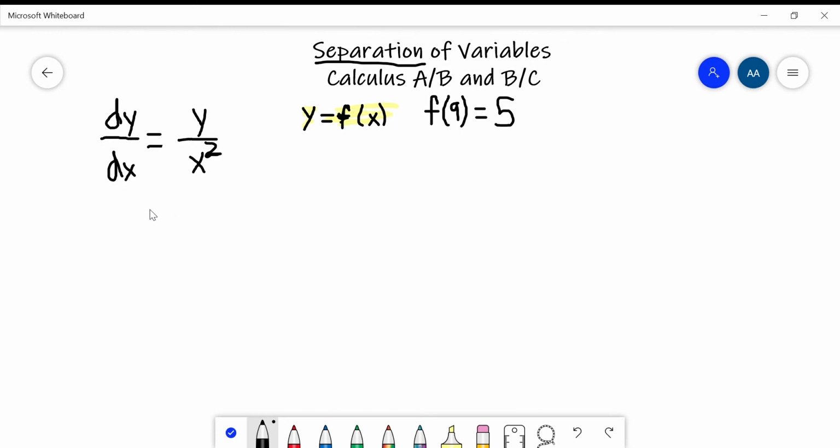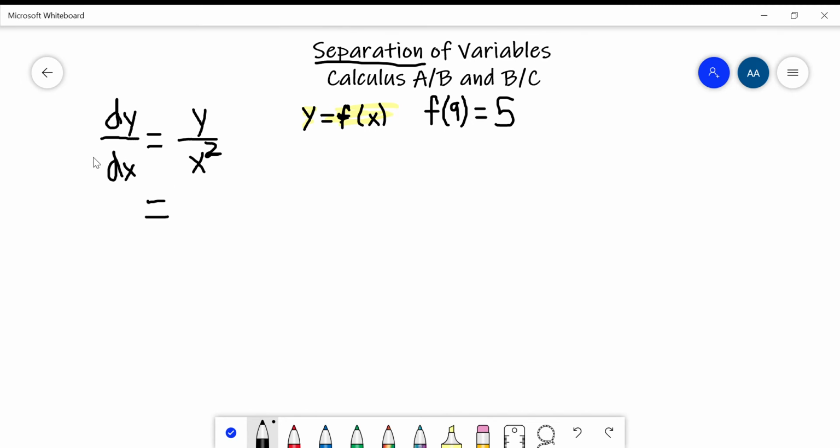The first step of this process, we're going to write the equal sign since there's still going to be two sides, is to separate the variables. It says it in the name. Starting off, we're going to put all the y's on one side. We're going to put all the x's on the other side.